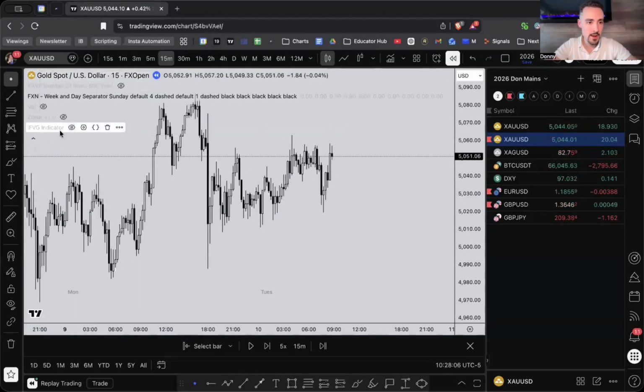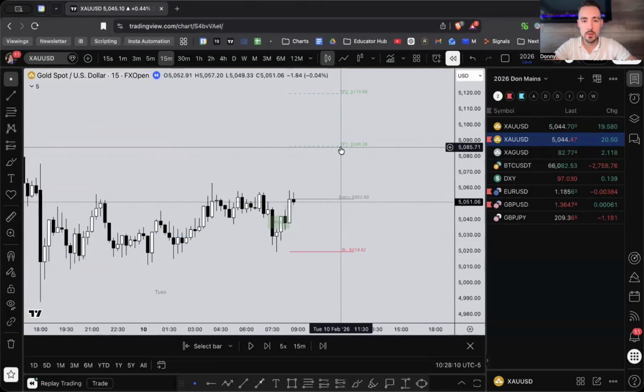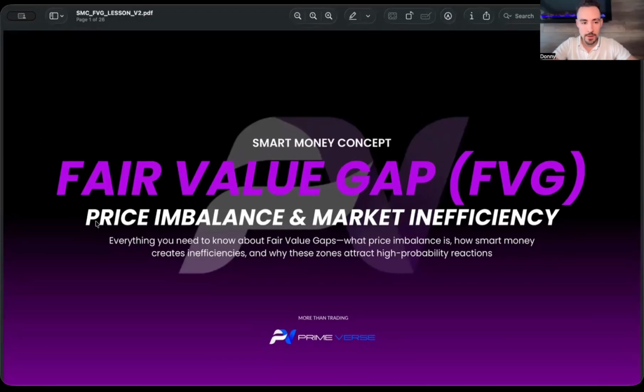First things first, how does the actual inverse fair value gap indicator work? Because many of you could potentially be seeing this for the very first time. What is a fair value gap? A fair value gap is essentially a price imbalance and market inefficiency.